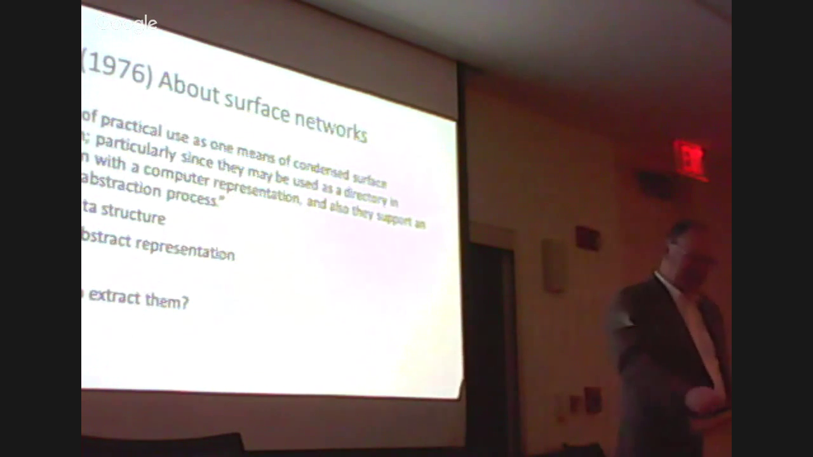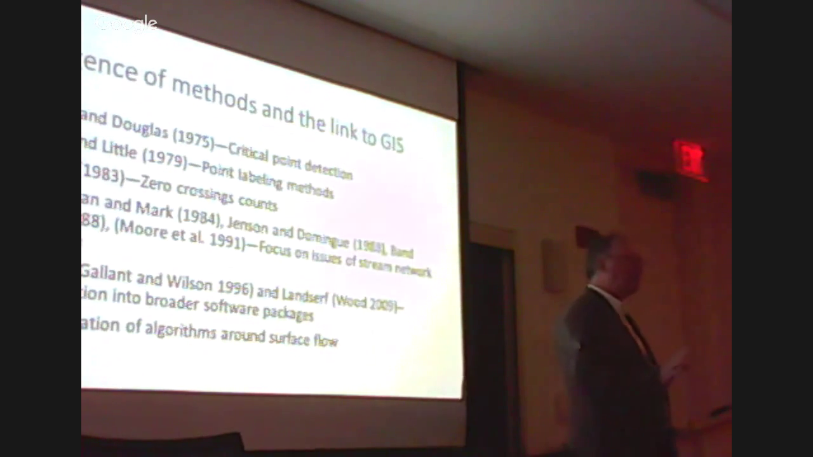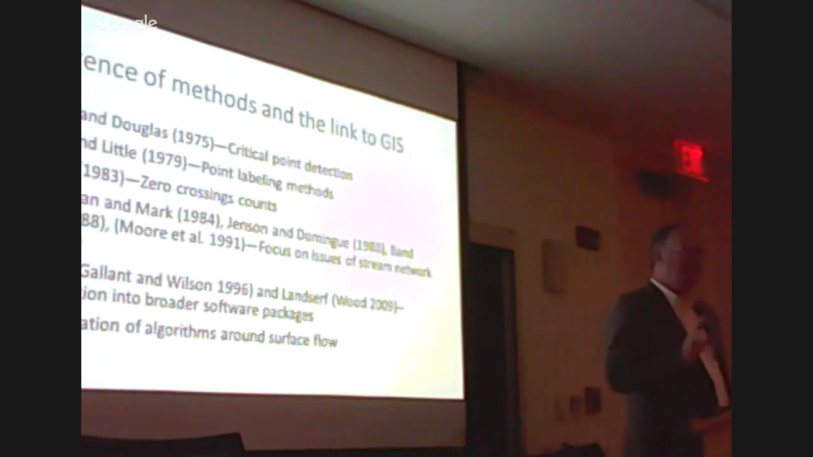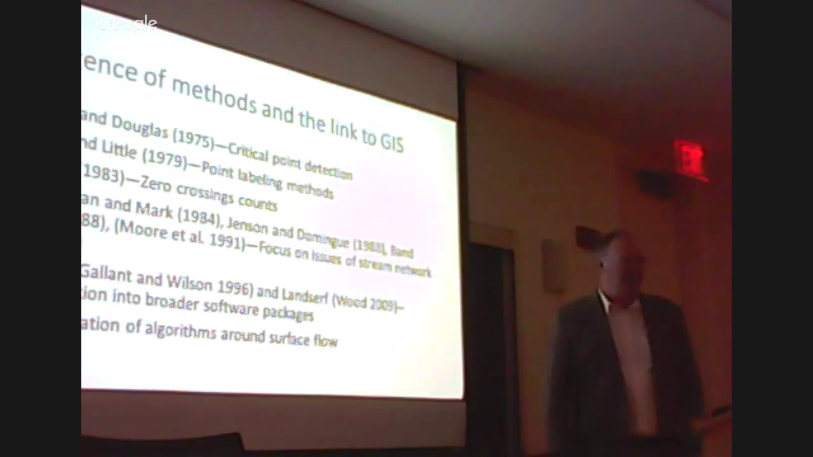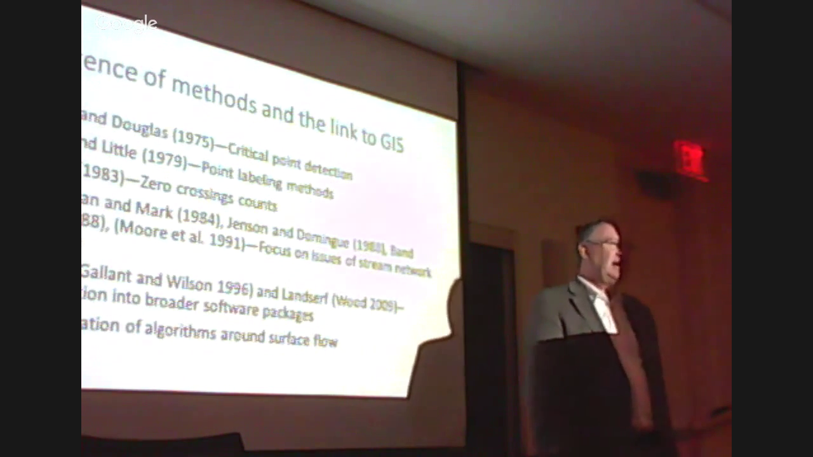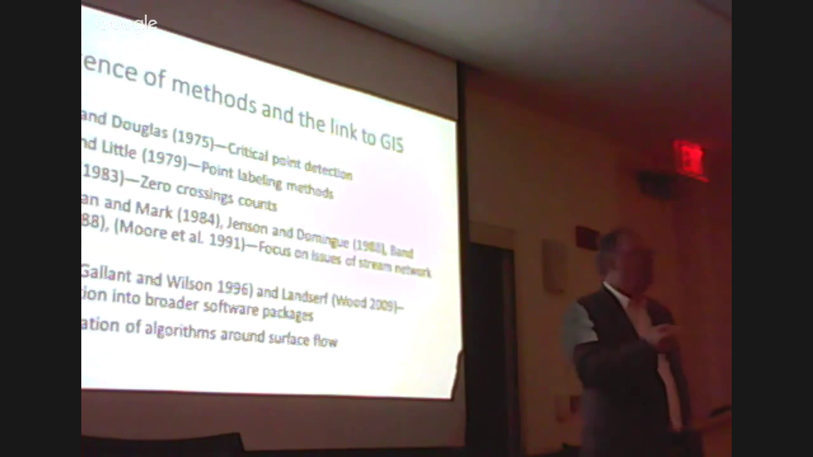But how do we extract these features? This is an issue. So here we begin to get much more solid links between this theory and the world of GIS. Peucker and Douglas produced this critical work on critical point detection. How do you take a digitalization model and extract from it that subset of points which are candidate peaks, pits, saddle points, and so on, which are the ones that are likely to sit on the critical surface network?